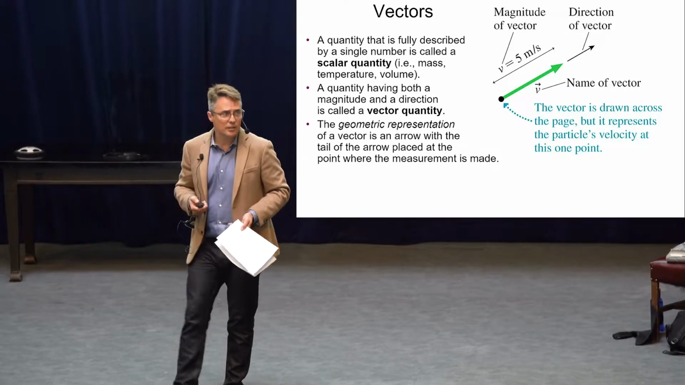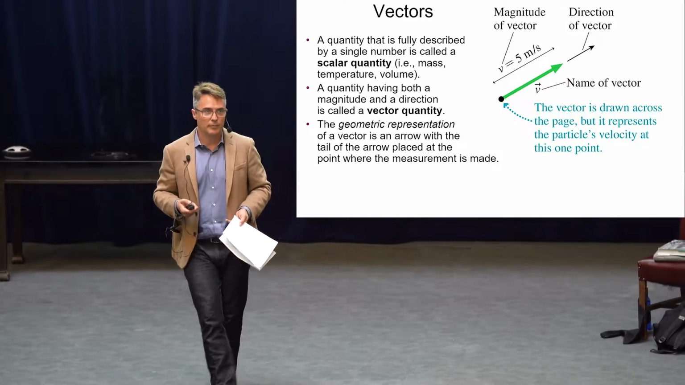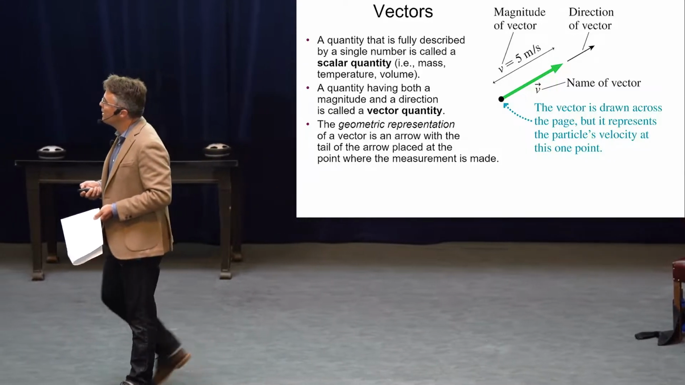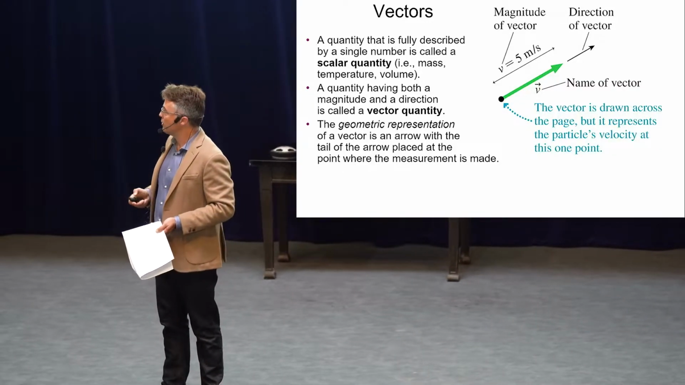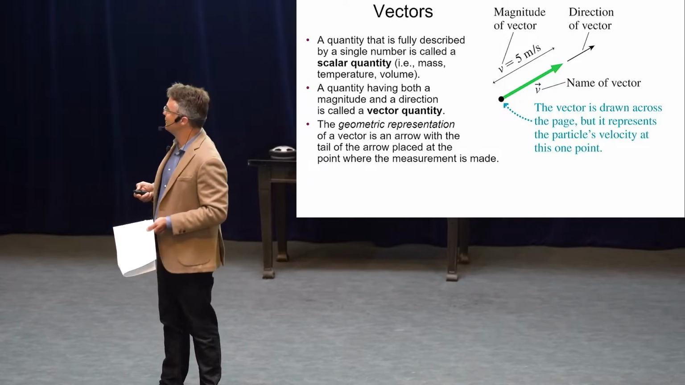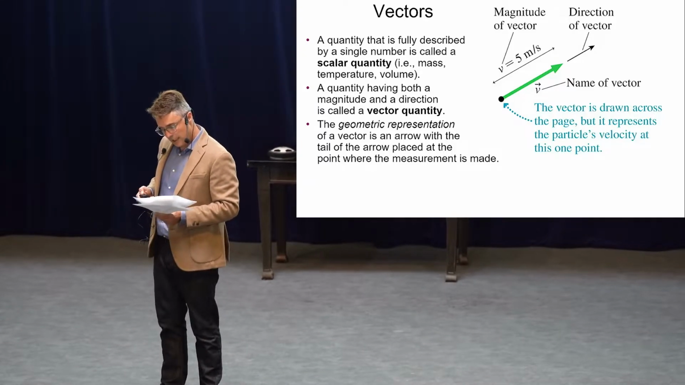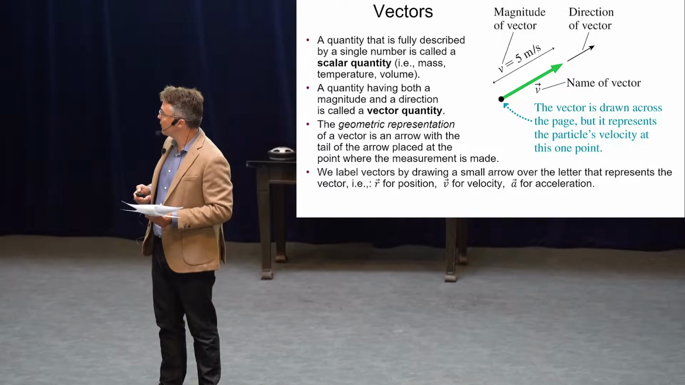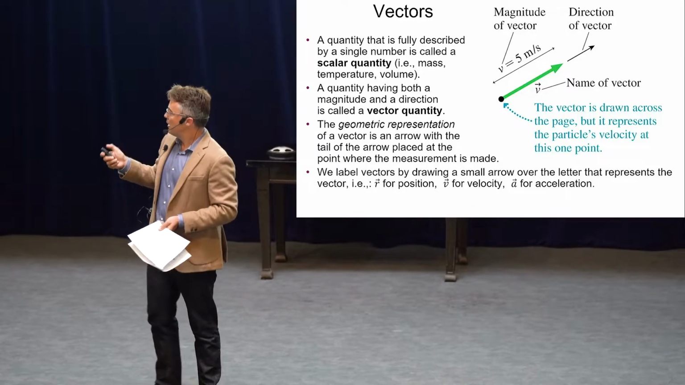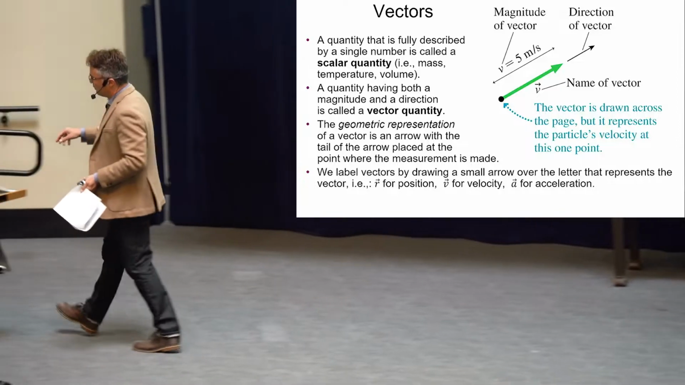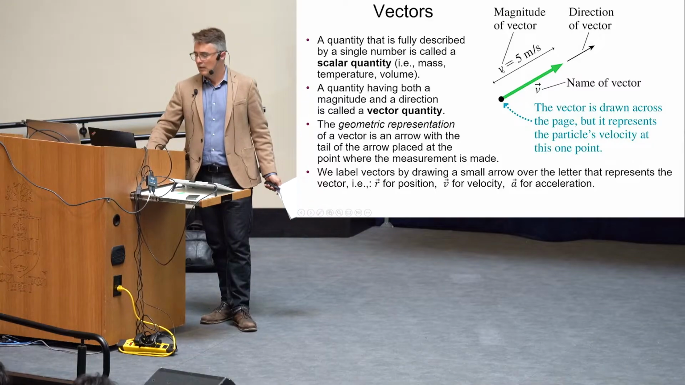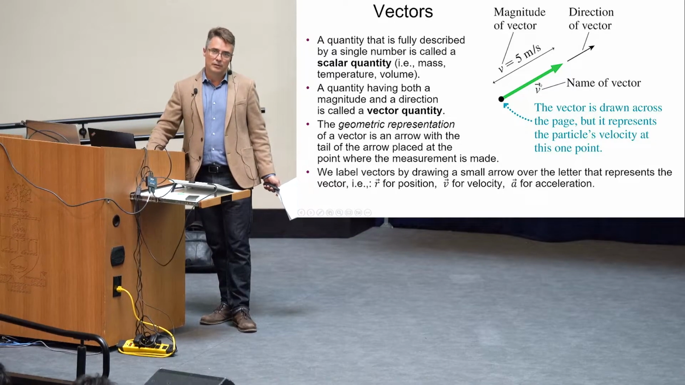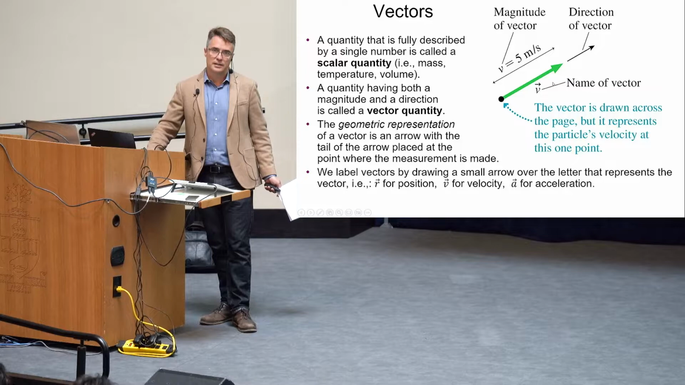It always takes at least two pieces of information to really specify a vector. And the geometric representation of a vector is you draw an arrow on your page, or with your finger on your laptop in this case. We label vectors, sometimes you can label a scalar as a letter, like v, and then the vector, we tend to put a little arrow on the top of it, just to remind us that it's different. So this is a vector, this is a scalar.